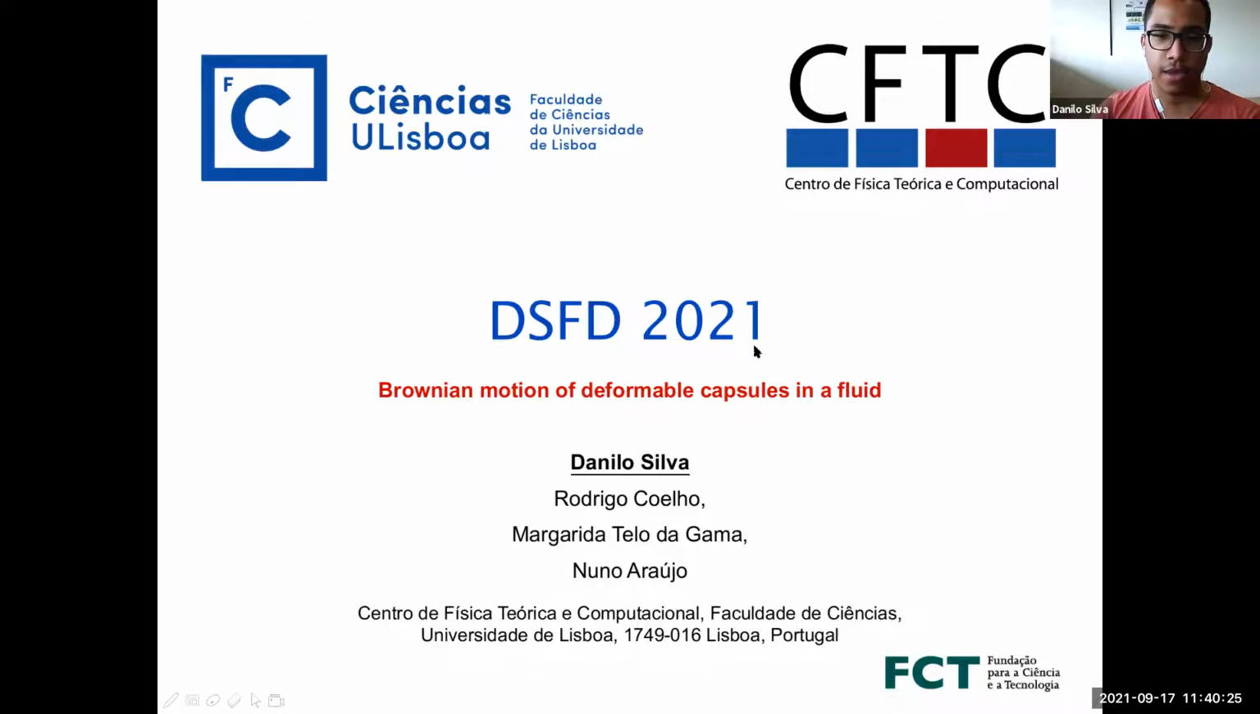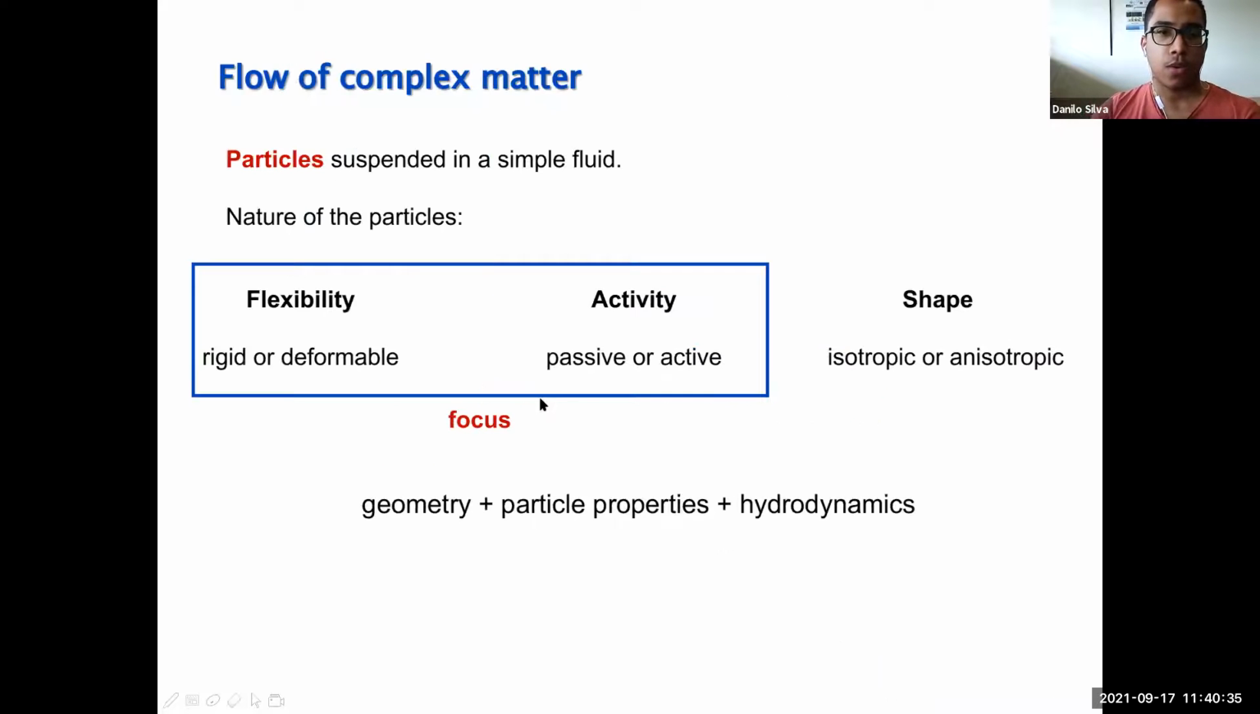You're very welcome. So I'm Danilo Silva. I'm a PhD student from the University of Lisbon. And today I'll be talking about the Brownian motion of deformable capsules in a fluid. First I start off by talking a little bit about flow of complex matter, which usually deals with the flow of particles suspended in a fluid. For example, blood flow, as we've seen in various presentations across the week, liquid crystals, colloids, and so on.